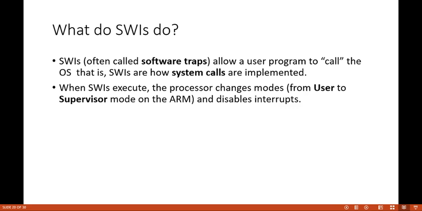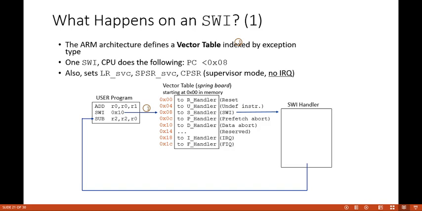When the SWI instruction executes, the processor changes mode from user to supervisor mode on the ARM, and it disables the interrupt. So remember, it changes the mode from user to supervisor, and it disables interrupt. So what happens in the execution of the SWI instruction?